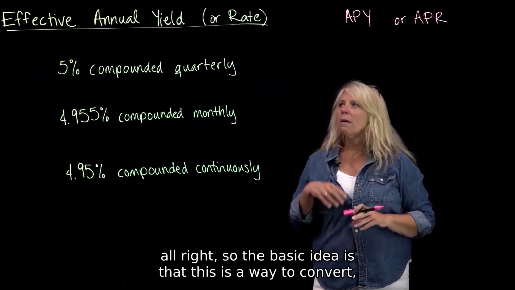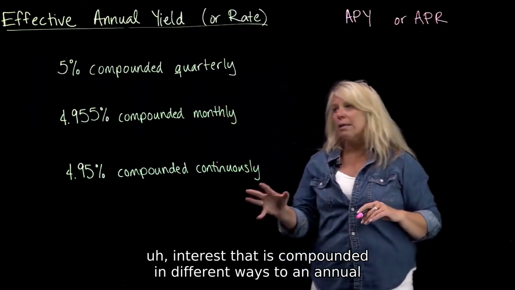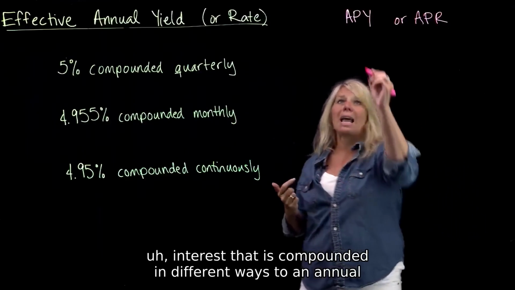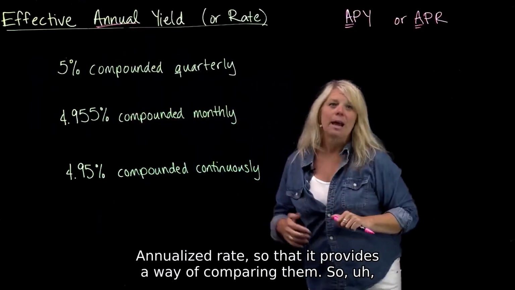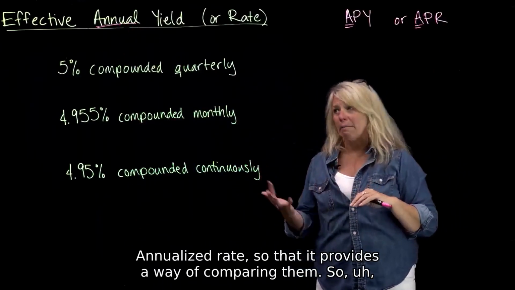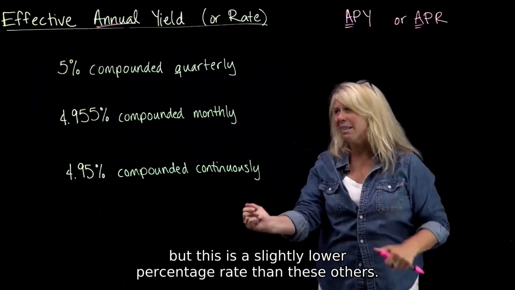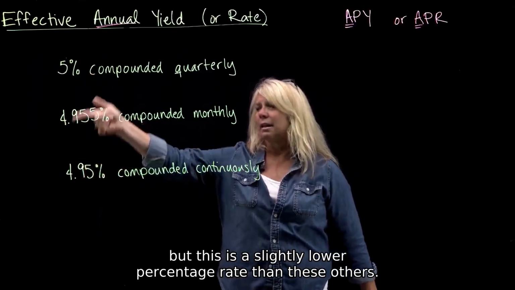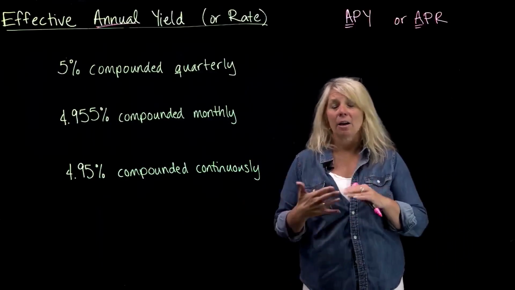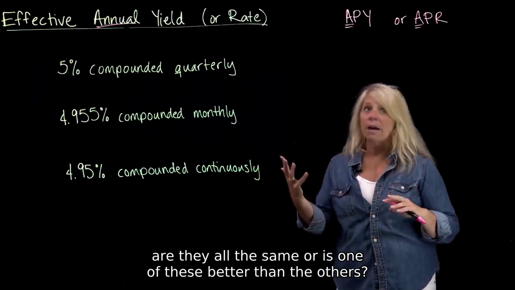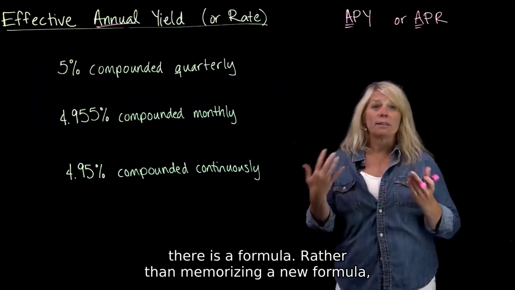All right, so the basic idea is that this is a way to convert interest that is compounded in different ways to an annualized rate so that it provides a way of comparing them. We know that in general, compounding more often is a better investment, but this is a slightly lower percentage rate than these others. So this would be a good way to compare these different investments and decide, are they all the same, or is one of these better than the others, which one's best, and considering different ways like that. So there is a formula.